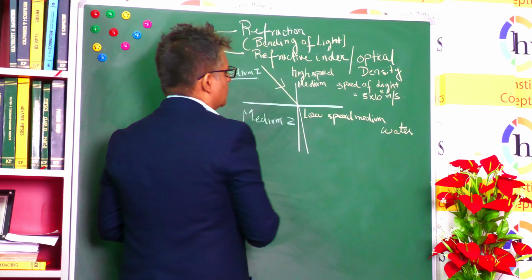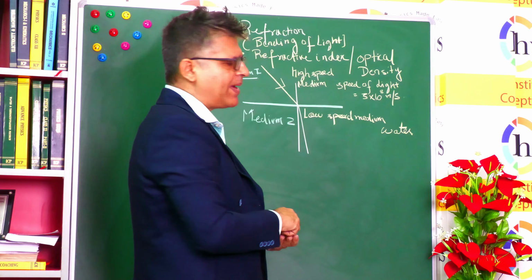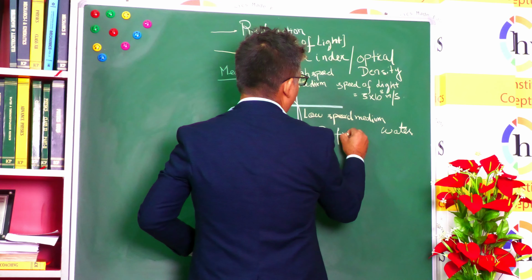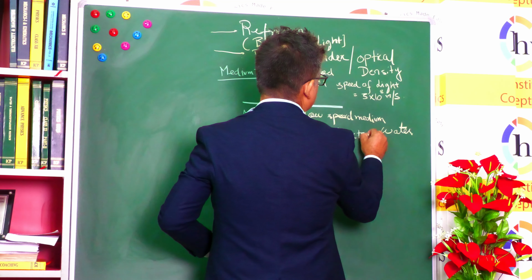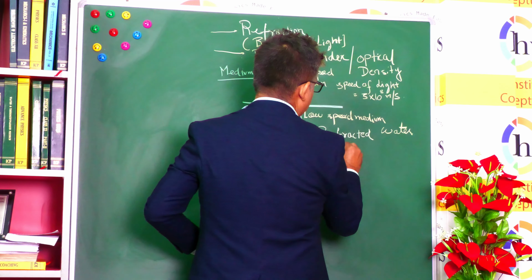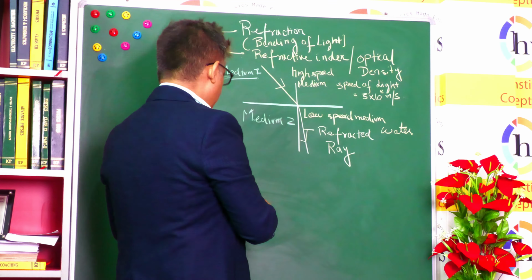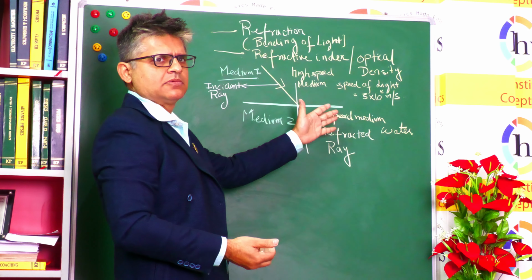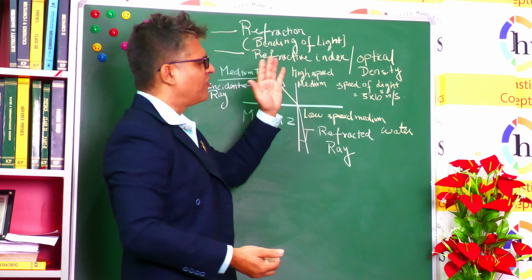So this ray of light is your refracted ray, and this ray of light is the incident ray. The whole focus of this diagram is to tell you that you're moving from high speed to low speed. And the terminology being used is optical density.